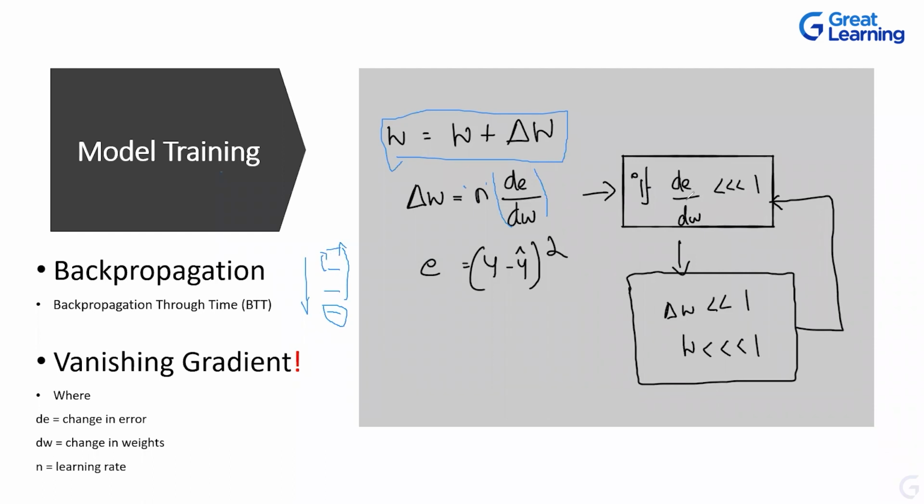Right? If dE by dW, which is the change in error by change in weight, is far less than 1, let's say it is closer to 0, then this value will not have any value at all. Then you will have that particular day point's weightage only. Right? So this is not taking cue from the deep past, which is basically called vanishing gradient.